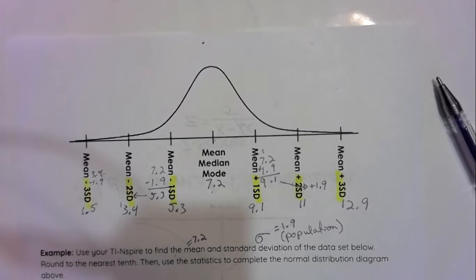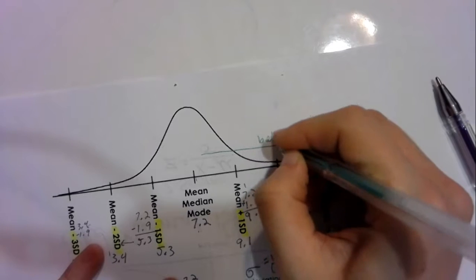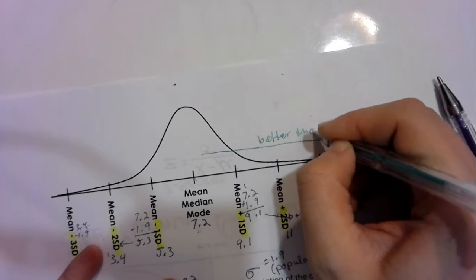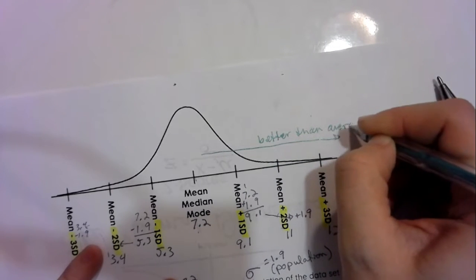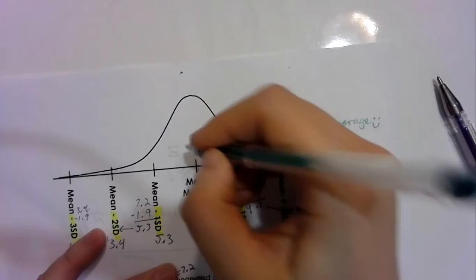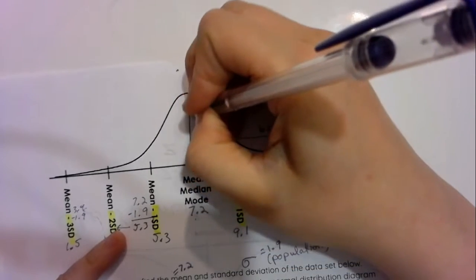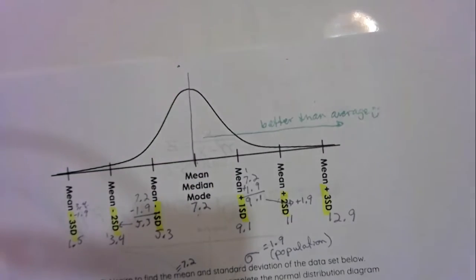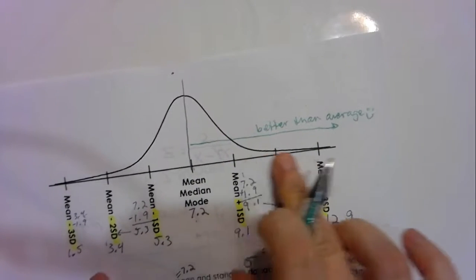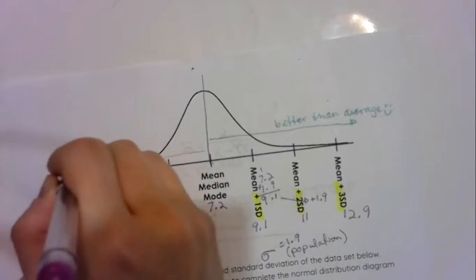All these people, these guys did better than average. So all of these guys, here's my average. Let me draw my average in. That's average. These guys all did better than average. Yay! All these guys, they did worse than average.